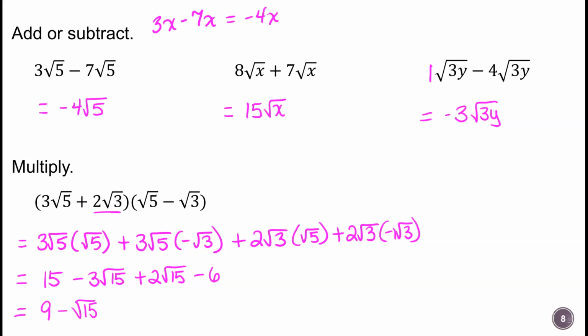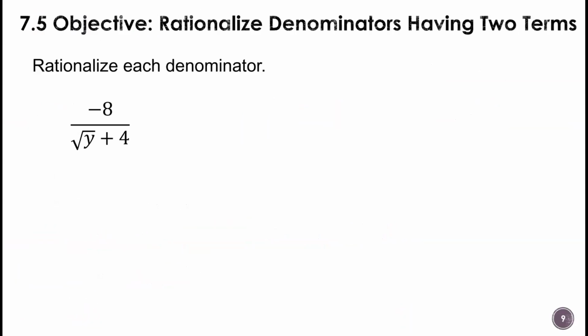Okay, so we're finished with those skills that we needed in order to actually finish this lesson, right? Which is going to be rationalizing, first of all, denominators having 2 terms, and then we'll also do the same with numerators. Now, when we rationalize denominators, we need to know that we're going to multiply by the conjugate of the denominator. I had trouble saying that. In order to eliminate the radical that's here, this radical y.